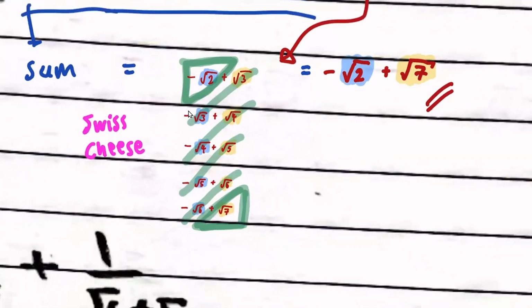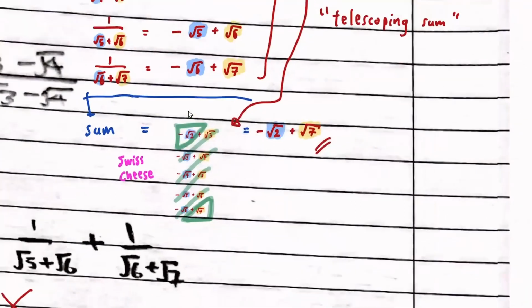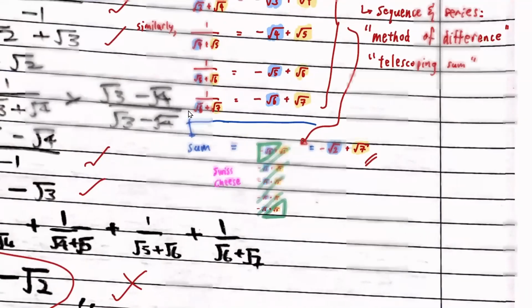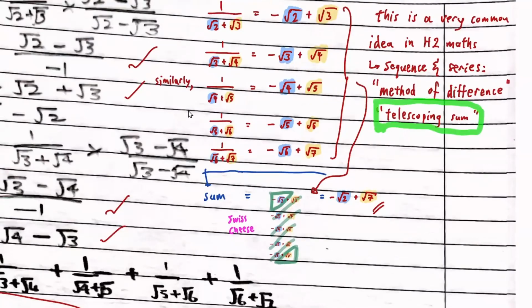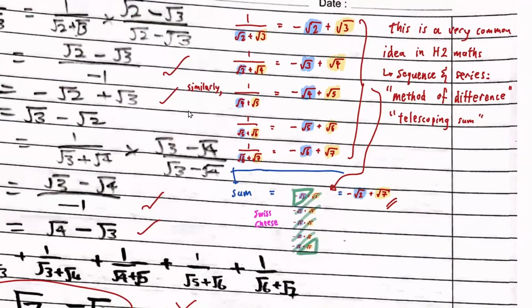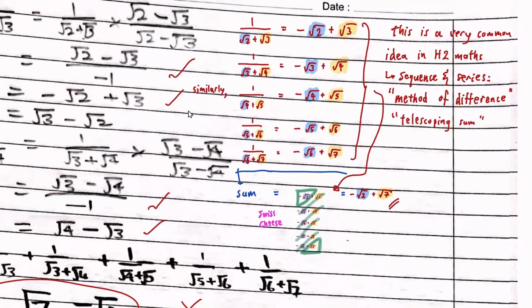There's a name for this. It's called a telescoping sum. It's actually in H2 Math, H1 Math also, and this is called the method of difference. How they would express it if this was an H2 Math question, it will be like this. They will ask you to find the sum, the summation notation. I don't know if it looks familiar to you.